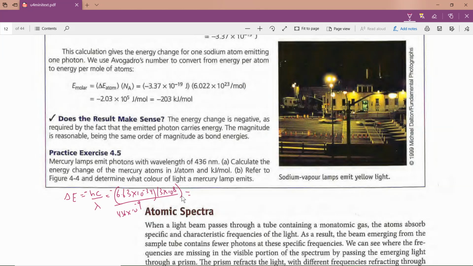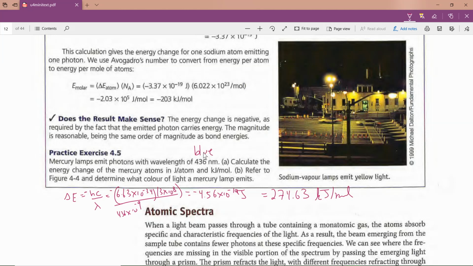So let's punch that out here. 6.63 by 10 to the negative 34 times 3 by 10 to the 8th divided by 436 by 10 to the negative 9. And I get 4.56 by 10 to the minus 19 joules. And to get kilojoules per mole, I'll take that number and multiply by 6.02 by 10 to the 23, and then divide by 1,000 because I want kilojoules, not joules. So 274.63 kilojoules per mole. And that 436 nanometers is blue.